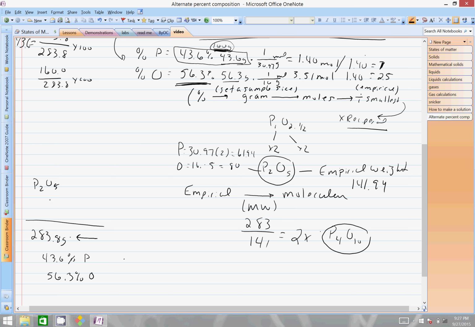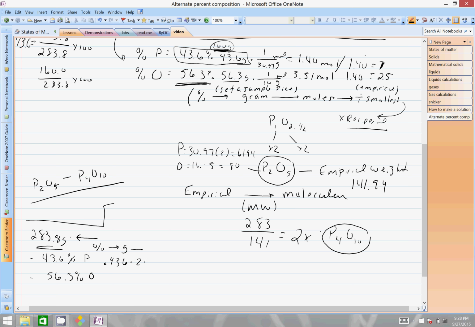Now again, I may not know that this thing is P2O5 or that the actual is P4O10. This is not knowledge that you have. You know that the thing weighs this much, 283, and that these are the percentages. So rather than using 100, let's use this. So get this thing into grams. I'm going to go from percentage to grams.